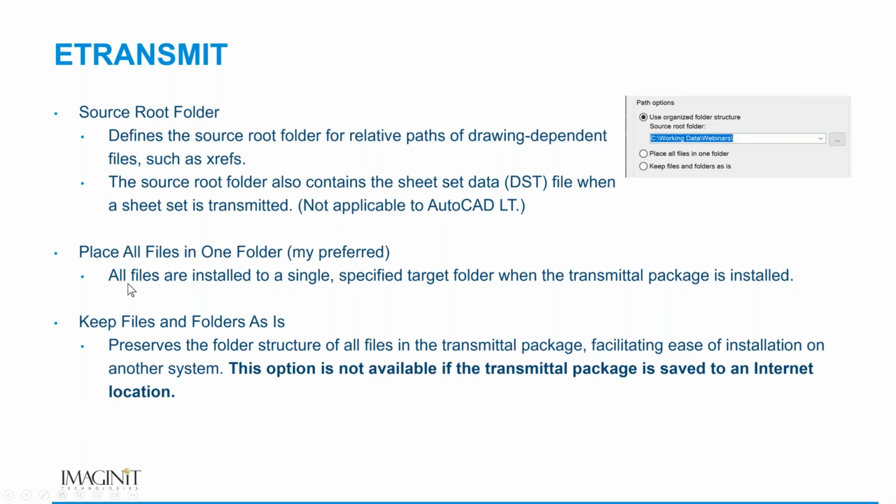This is my preferred. All the files are installed to a single specified target folder when the transmittal package is installed or created, and then keep files as is. Preserves the folder structure of all files in the transmittal package, facilitating ease of installation on another system. So if you say keep files and folders as is, this will retain all of the path information. And if you unpack it on somebody's machine, it will replicate all those paths and create all those folders, etc.